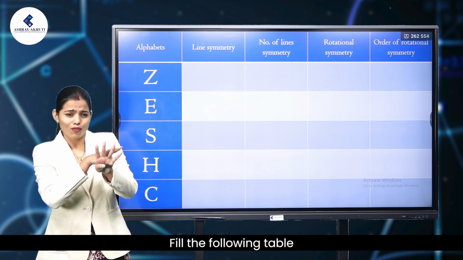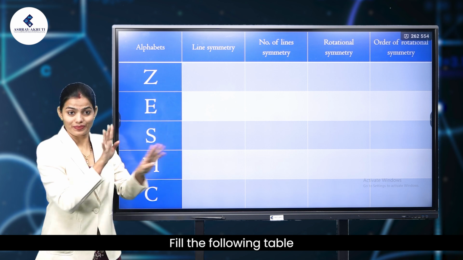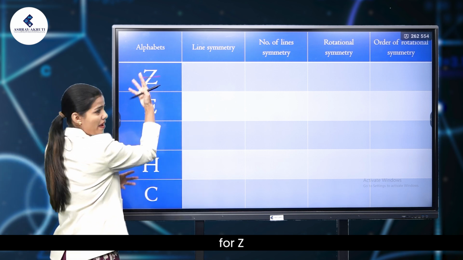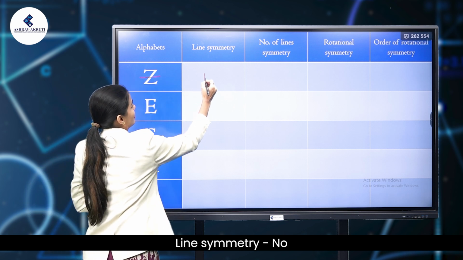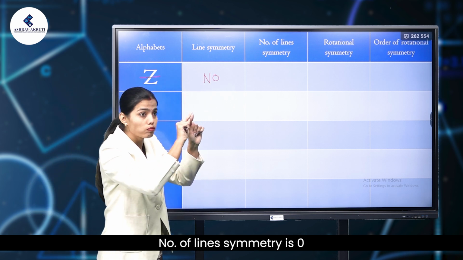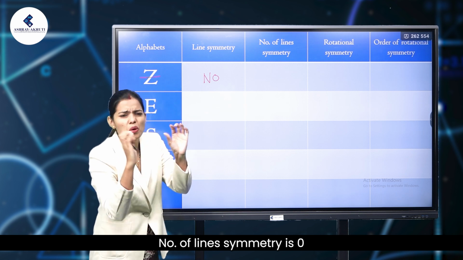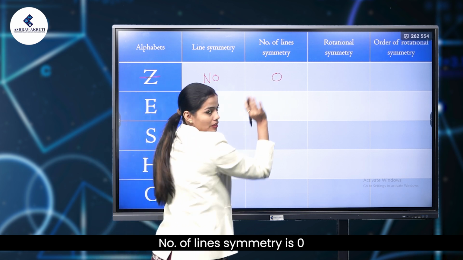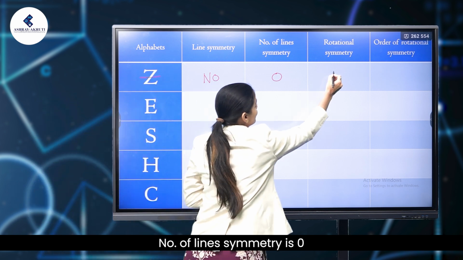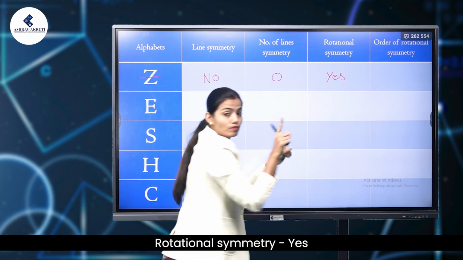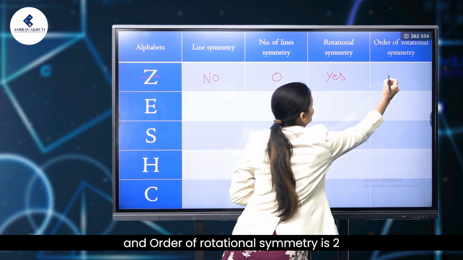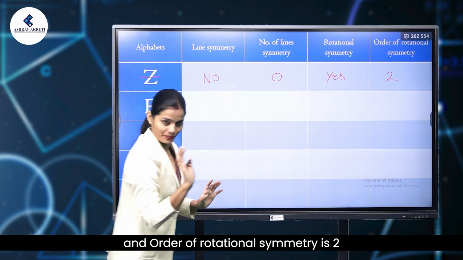Fill the following table. For Z, line of symmetry: no, number of lines of symmetry is 0, rotational symmetry is yes, and order of rotational symmetry is 2.